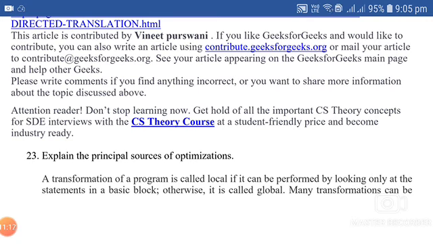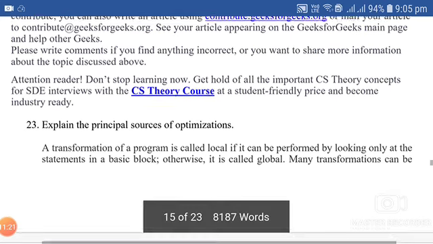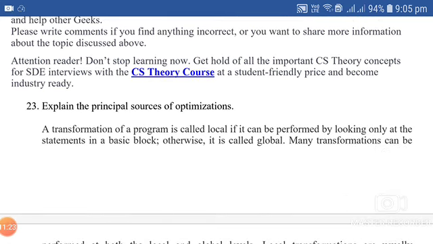That's the answer for the 22nd question. And now next we are moving to the 23rd question in part C. Explain the principal sources of optimization.